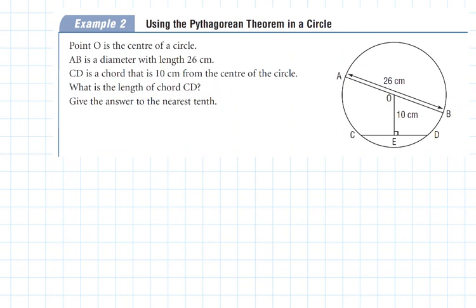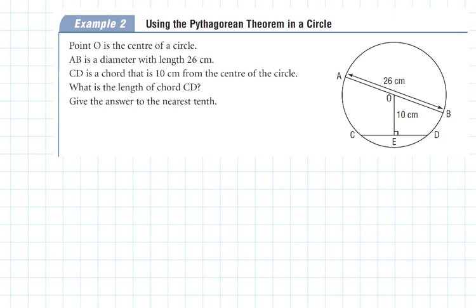and I think we have one more example before we're finished. Here, using the Pythagorean theorem in a circle, you have point O is the center of a circle. AB is the diameter with length 26. So here we have 26. CD is a chord that is 10 centimeters from the center of the circle. So this here is a chord, and this length right here is 10 centimeters. Give the answer to the nearest tenth. Okay, what is the length for CD?